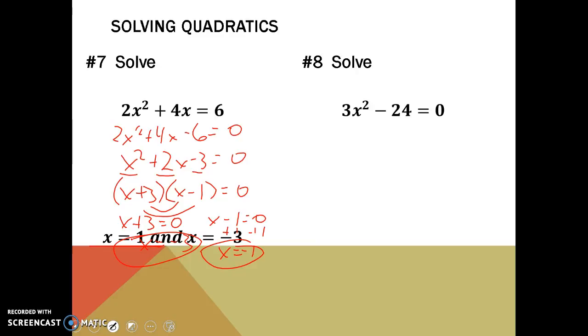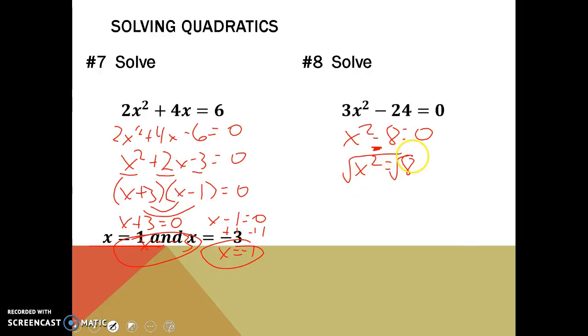Number 8, I could begin by dividing everything by 3, just to make it a little bit simpler. If I divide everything by 3, this is going to be x squared minus 8 equals 0. There isn't a middle term here, so I could do this one by square rooting. I'm just going to add 8 to both sides, so x squared equals 8.